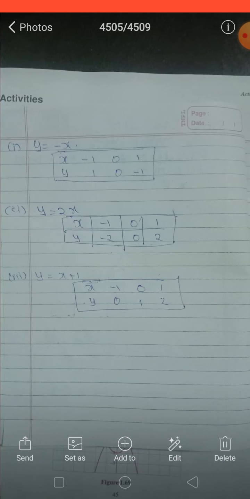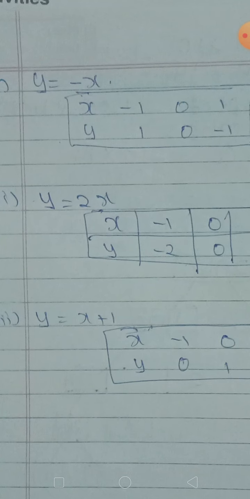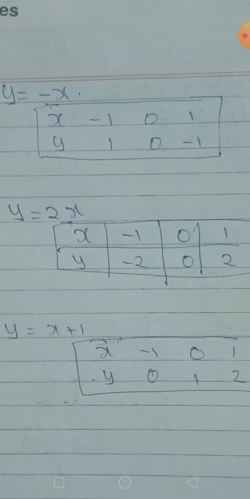And then the third one, look at that, y is equal to x plus 1. If you put x value minus 1, what does the y value become? 0. Minus 1 plus 1 is 0. If I put x value 0, you will get 0 plus 1, y value is 1. If I put x value 1, 1 plus 1 is equal to 2, y value 2. So minus 1, 0; 0, 1; 1 comma 2.